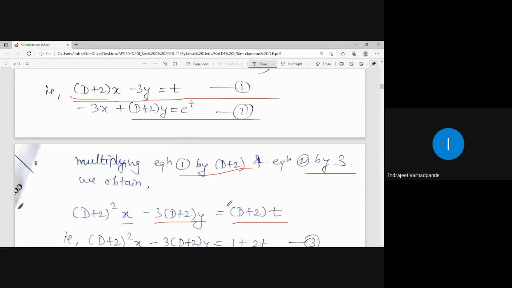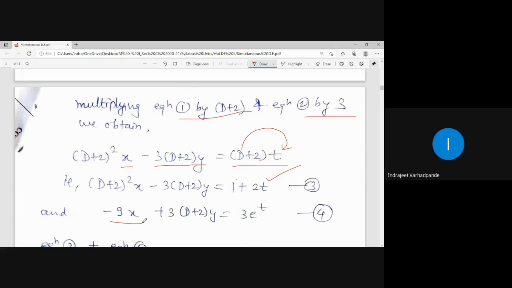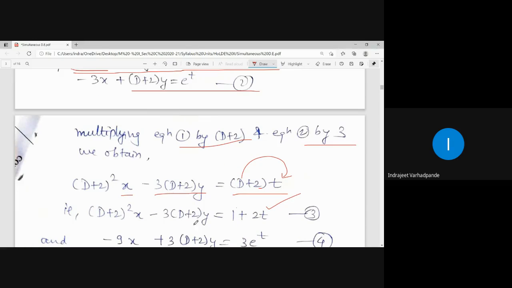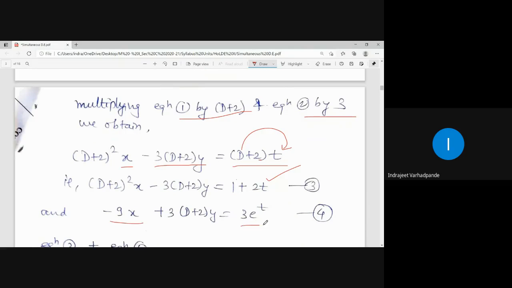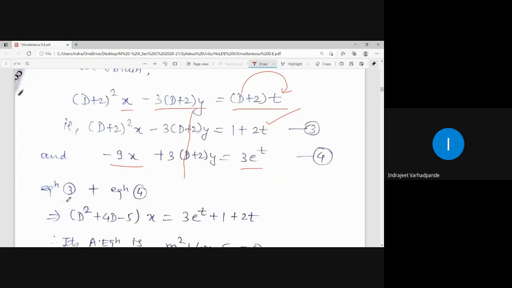Now how to simplify or open the bracket? D of t means the derivative of t is 1, and 2 into t is 2t. The second equation is multiplied by 3. Minus 3 into 3 will be −9x + 3(D + 2)y = 3e^t. Now these are of opposite sign, so I add equation 3 and equation 4. After adding, ((D + 2)² − 9)x = 1 + 2t + 3e^t.